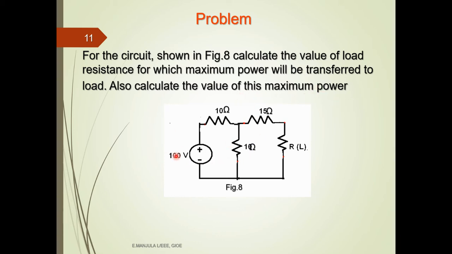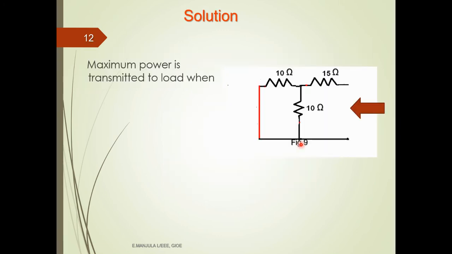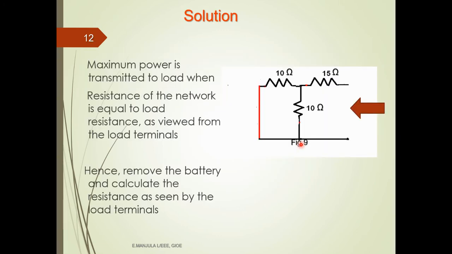So this is the given circuit: 100 volts, 10 ohms, 15 ohms, 10 ohms, and RL. The solution: the maximum power is transferred to the load when the resistance of the network is equal to the load resistance, as viewed from the load terminals. Hence, remove the battery and replace it with its internal resistance. Here internal resistance is not there, so we short it. Remove the battery and calculate the resistance as seen from the load terminals.